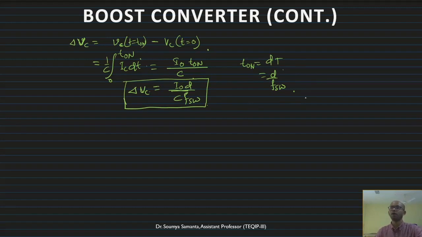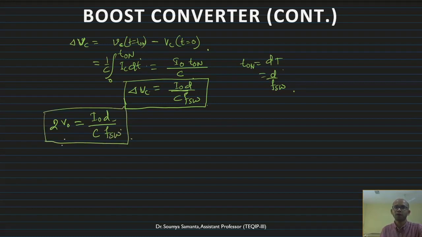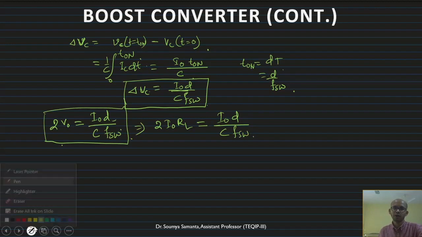That is the voltage ripple across the capacitor. Now if the average voltage is V0, and the voltage ripple is twice of V0, similarly to the way we found out the current, what will be I0 into D by C FSW? Now V0 can be written as twice of I0 into RL. So this equals I0 into D by C FSW.